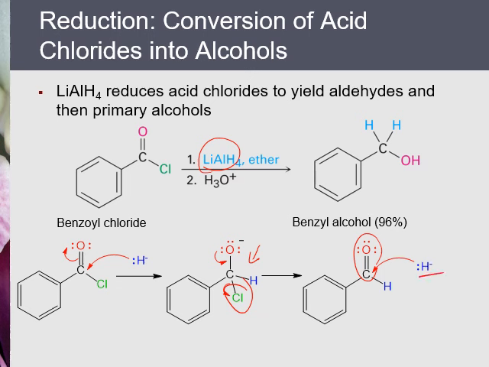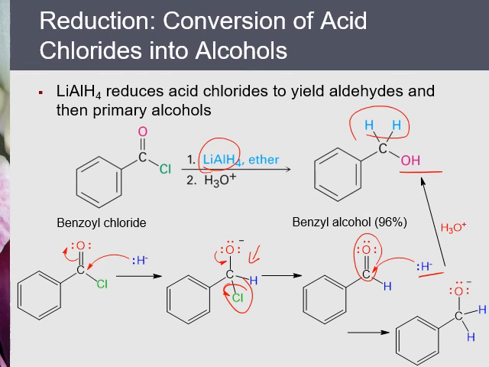Hydride is a very strong nucleophile, and it attacks a second time and gives you an alkoxide. Then protonation gives the final product, an alcohol with two hydrogens added.